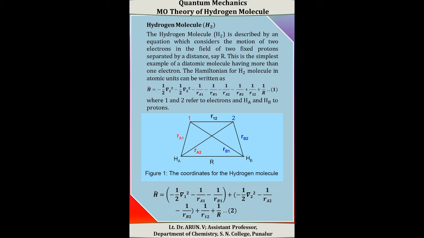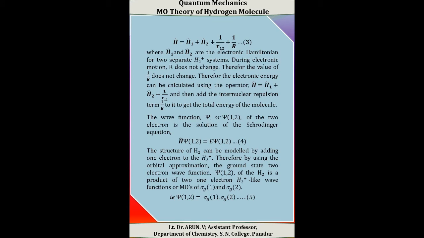The Hamiltonian can be rearranged as H cap equals minus 1 by 2 del 1 square minus 1 by r a1 minus 1 by r b1 plus minus 1 by 2 del 2 square minus 1 by r a2 minus 1 by r b2 plus 1 by r12 plus 1 by r. Therefore, we can write the Hamiltonian operator H cap equals the Hamiltonian operator H cap 1 plus H cap 2 plus 1 by r12 plus 1 by r.